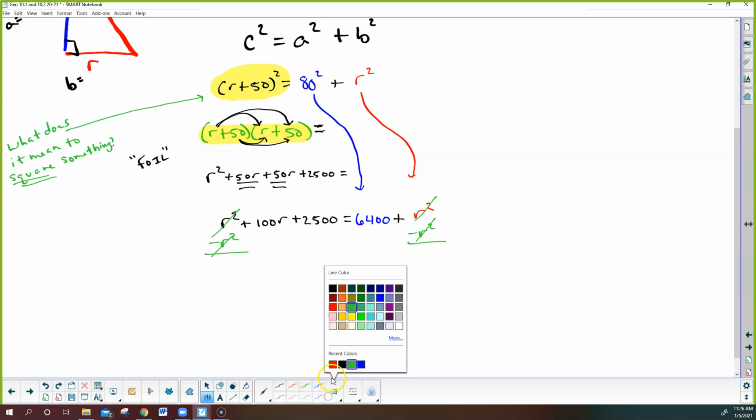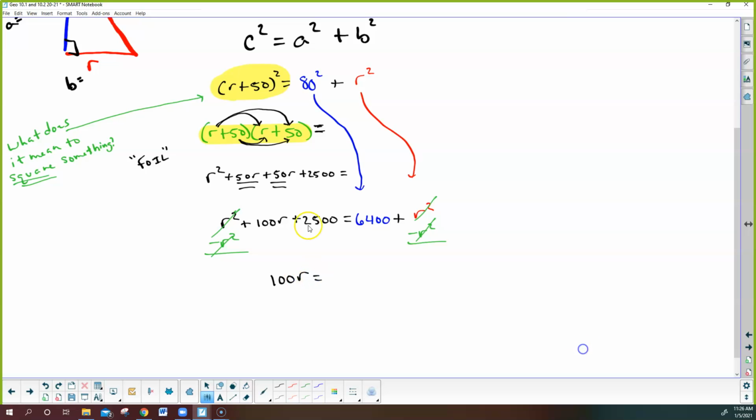So in that case, I'm just going to move this 2,500 over here. If I subtract 2,500 from 6,400, I end up with 3,900. And then if I divide by 100, I get my radius at 39.